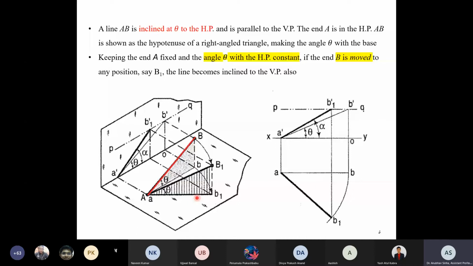Now let us look at this. Let us begin with one line, this AB. Let us say that this line AB is initially parallel to the VP. It is inclined at an angle theta to the HP. So this angle theta is inclined to the horizontal plane, and it is parallel to the vertical plane.